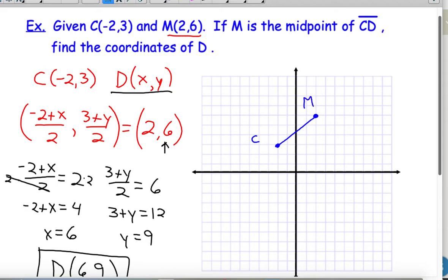All right, to go from C to M, I've only traveled half the distance. So I know that D is somewhere over there. So let's count. To go from C to M, how many did I have to go over and how many up? 1, 2, 3, 4 over, and 1, 2, 3 up. So if that's only half the distance, half the journey, I'm going to have to travel 4 more, 1, 2, 3, 4 more, and then 3 more up. And that should take me to my final spot. And so there is where D is going to be.